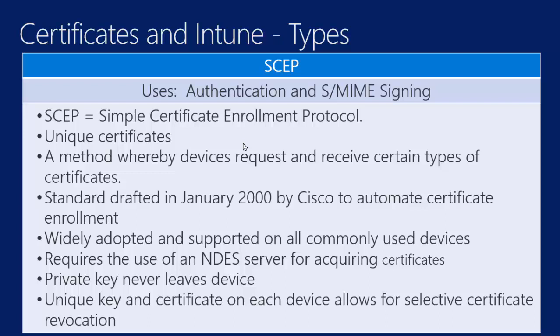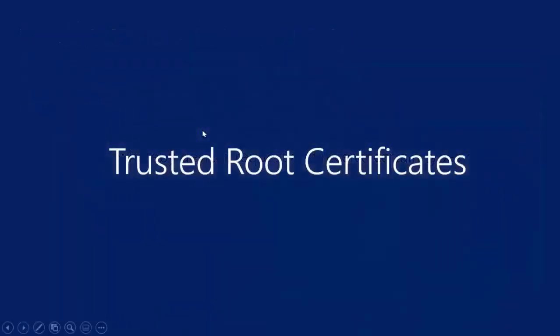One key part of this: the private key never leaves the device. That's seen as a very favorable configuration by security typically, right? And this probably applies to PKCS too, but because of the unique key and certificate on each device, you can do selective certificate revocation and so forth. We're really not going to get into certificate revocation in this session, but FYI. Okay, so that's the precursor. Let's start the journey to talk our way through all of the different kinds of certificate profiles that you can deploy in Intune. We'll start with the trusted root certs.